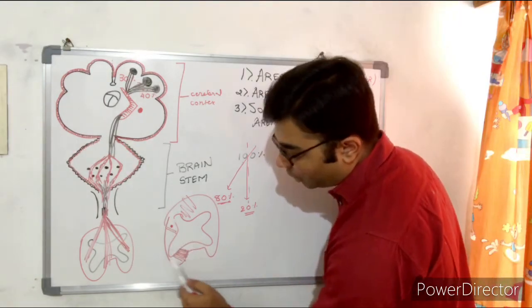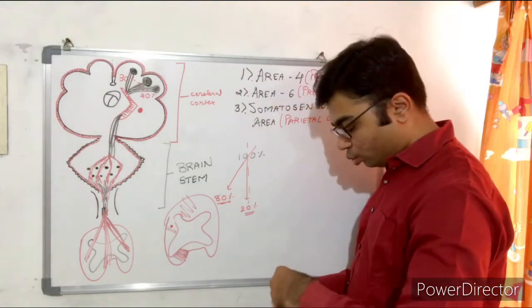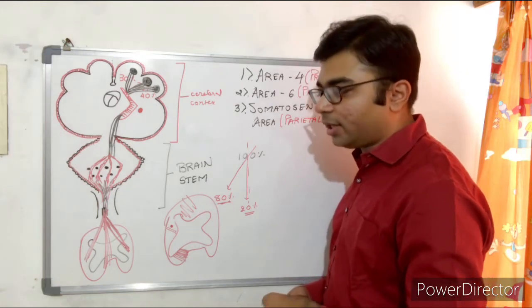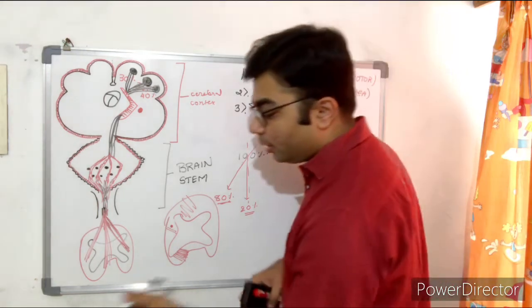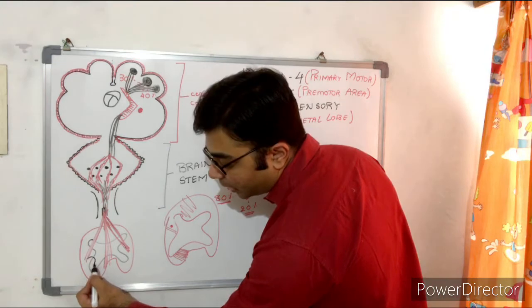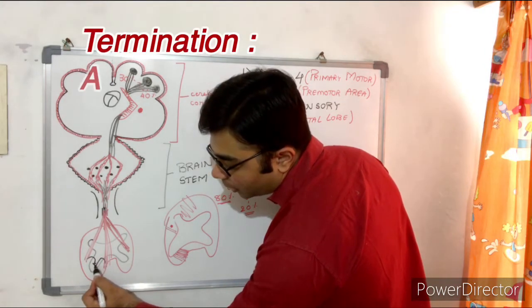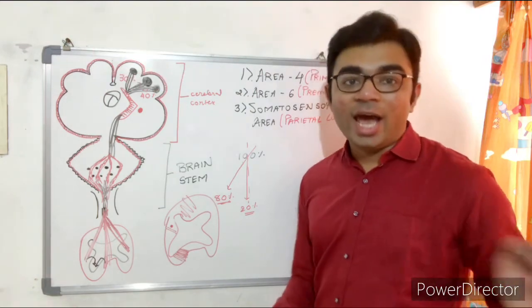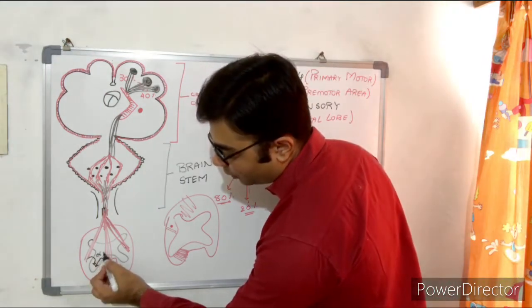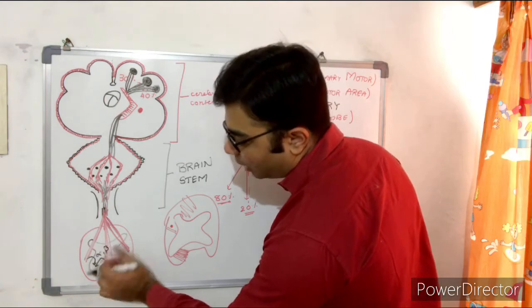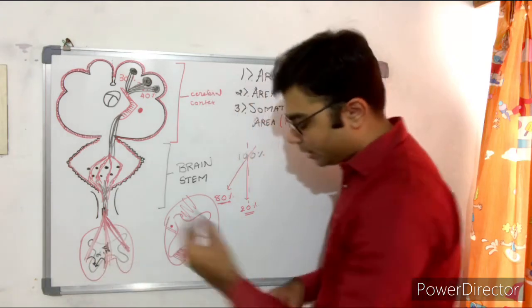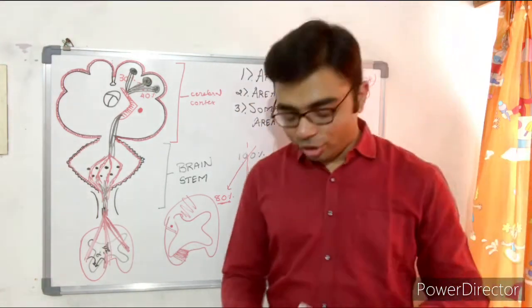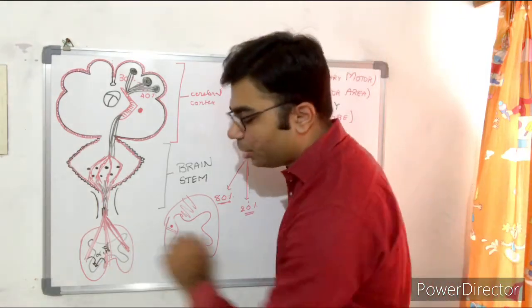So for the termination, these two tracts, that is the crossed tract and the uncrossed tract, they terminate in the same place, that is the anterior grey horn. Terminated over here, that is the anterior grey horn, into the alpha motor neuron and the beta motor neuron. That is alpha and beta, or I can say the gamma motor neuron. Let me write it over here, that is the gamma motor neuron. So that is the termination.